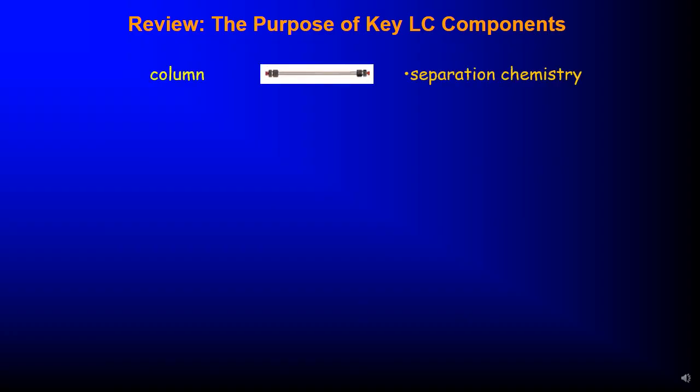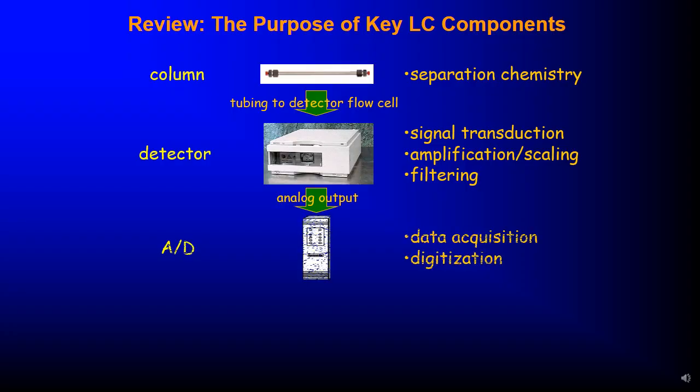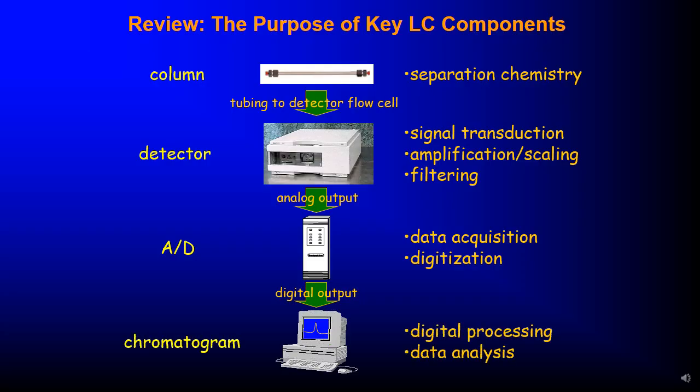So we can be able to see purpose of key liquid chromatography components. Column, very important, separation chemistry, tubing to detector flow cell, then it goes to detector, signal transduction, amplification, scaling, and filtering, so analog output. Then we have data acquisition, digitalization, digital output. Then we have a chromatogram generally.